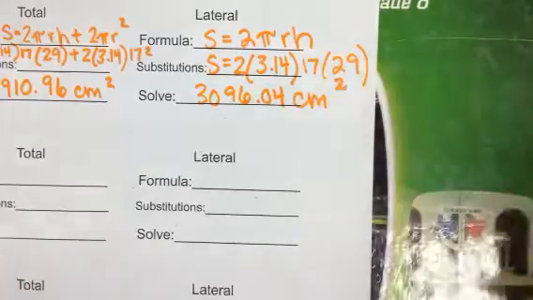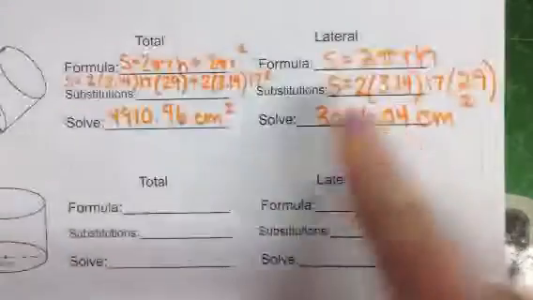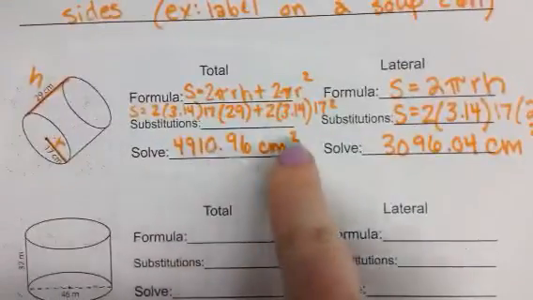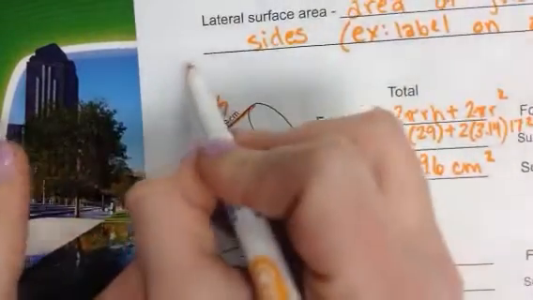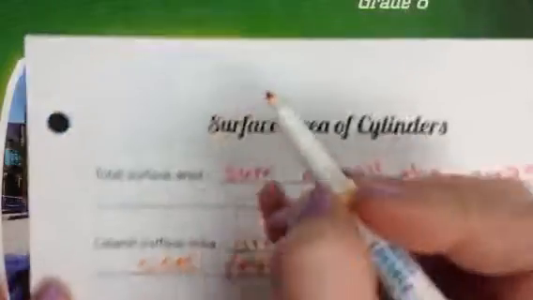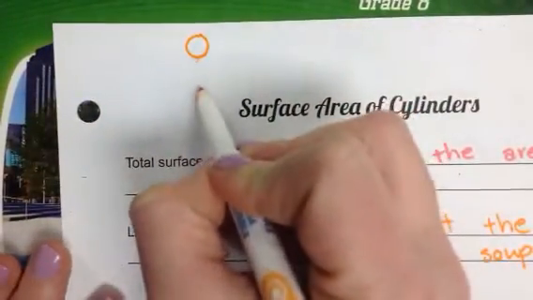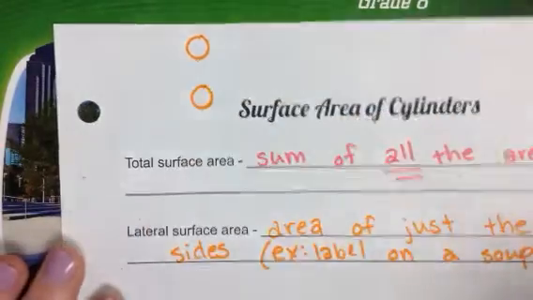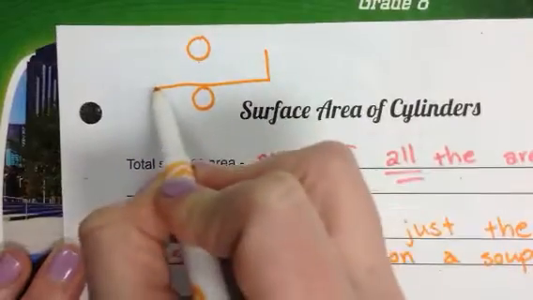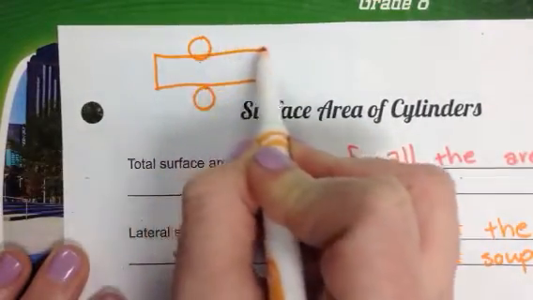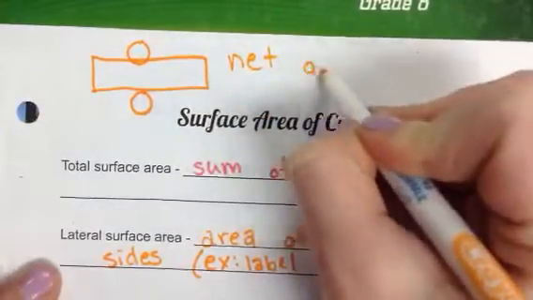because volume is filling up the inside. It's 3D, three-dimensional. But now whenever we have area, it's going to just be two-dimensional because if I unfold all this, it would end up being flat. I guess you can draw it at the top. You know, a cylinder has 2 congruent bases. And then if you unfold out that curved part, it's a rectangle. So this is the net of a cylinder.